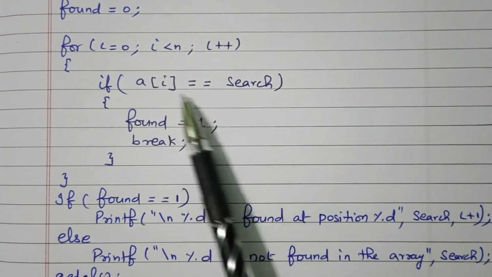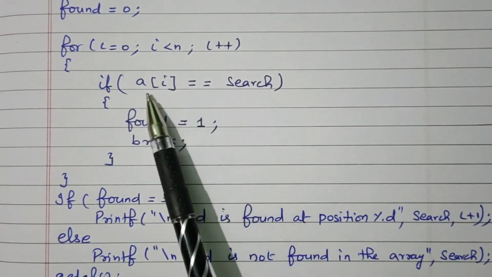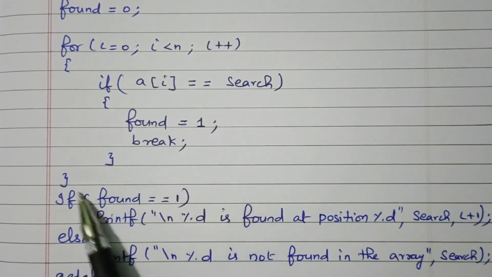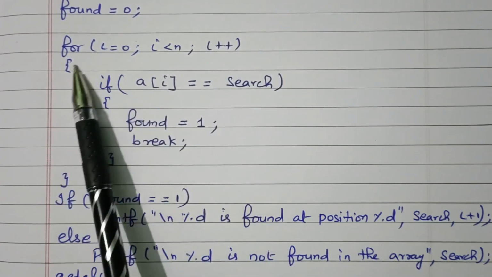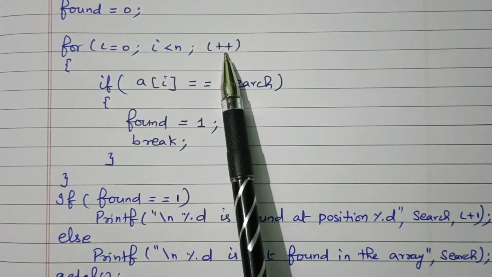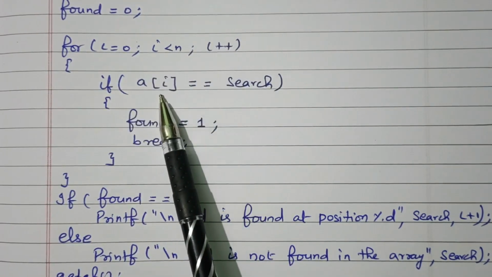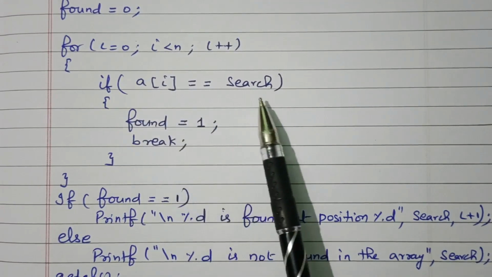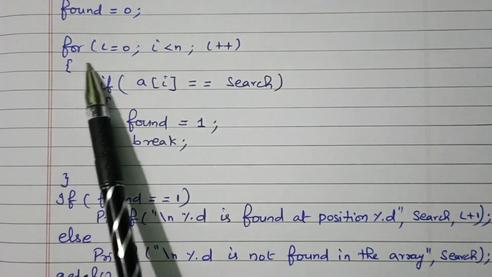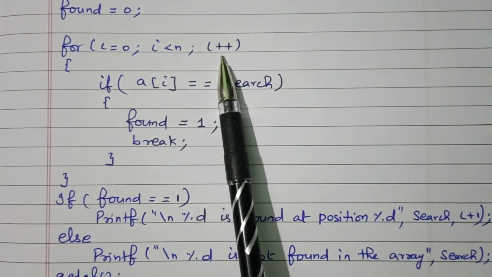Suppose it is not equal, the search element and the first element are different, then this condition is false, and it will go to the outer loop. The loop will be incremented, i plus plus. So i becomes 1, and 1 means the second element. It will check the second element with the search element. If they are also not equal, it will go to the next increment, i plus plus, i is 3.